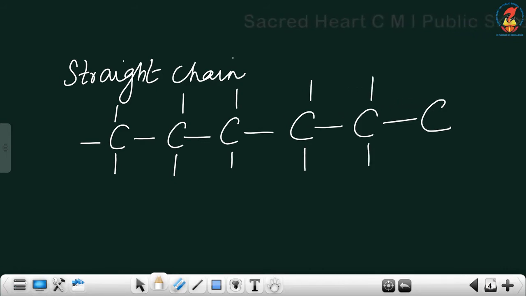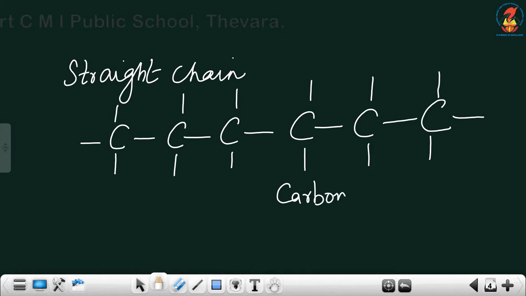I hope it is clear to you. Everywhere you can see that 4 valencies of carbon are satisfied. Now the last one has 3 free valencies. So 3 lines we have to draw. We call it a carbon skeleton only.